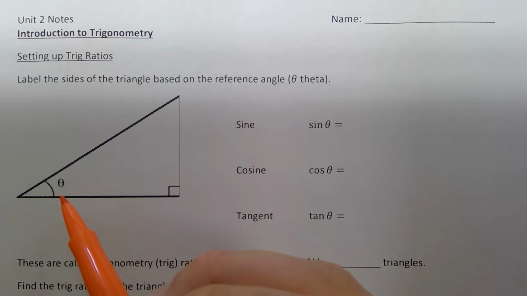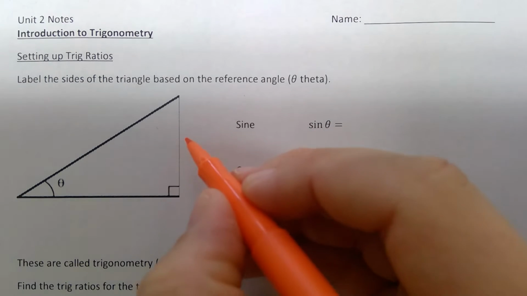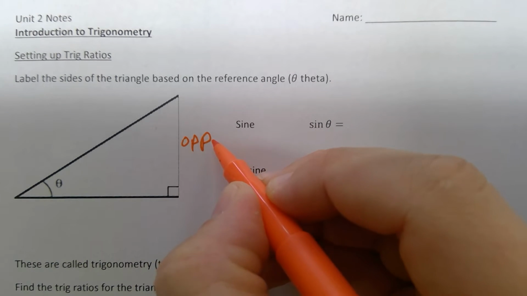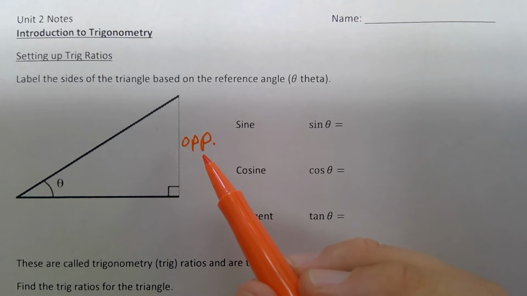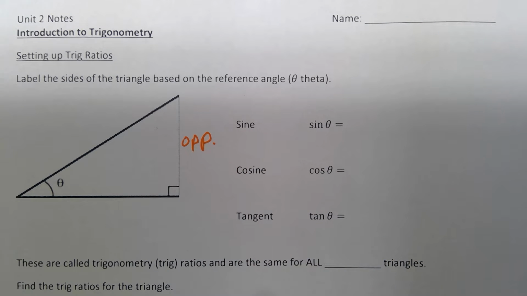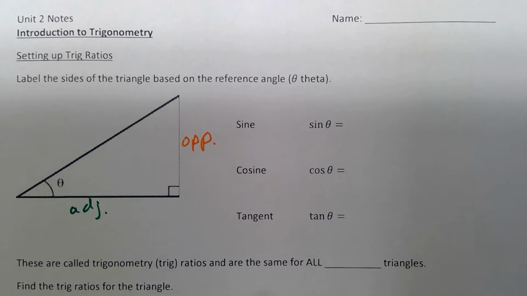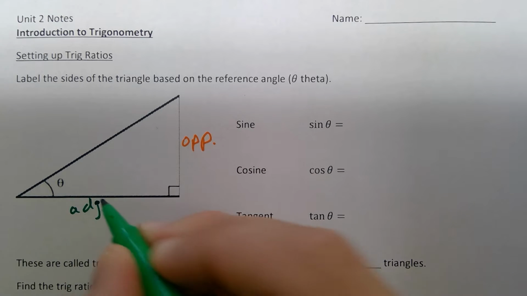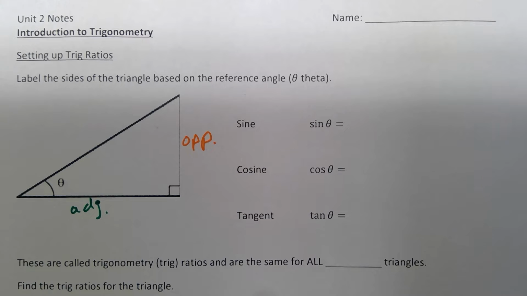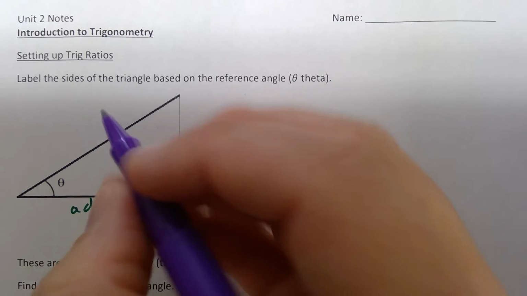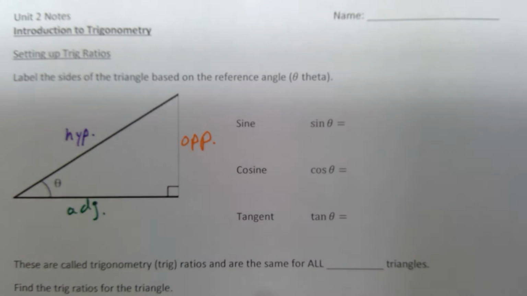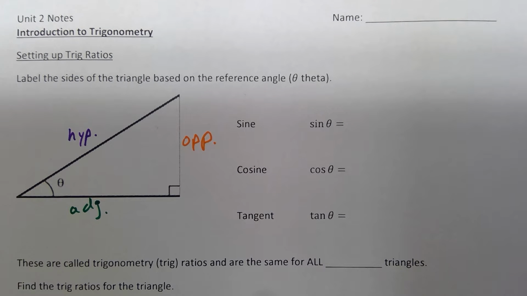Okay, so let's review from last video that when we have our reference angle here, theta, we want to label our opposite, adjacent, and hypotenuse sides. So this side right here will be our opposite side. Now I'm going to abbreviate this OPP. Then we're going to have our adjacent side, which we said is next to our reference angle and our right angle. And I'm going to abbreviate that ADJ. And then our other side, across from our right angle, that longest side, is our hypotenuse. I'm going to abbreviate it HYP.